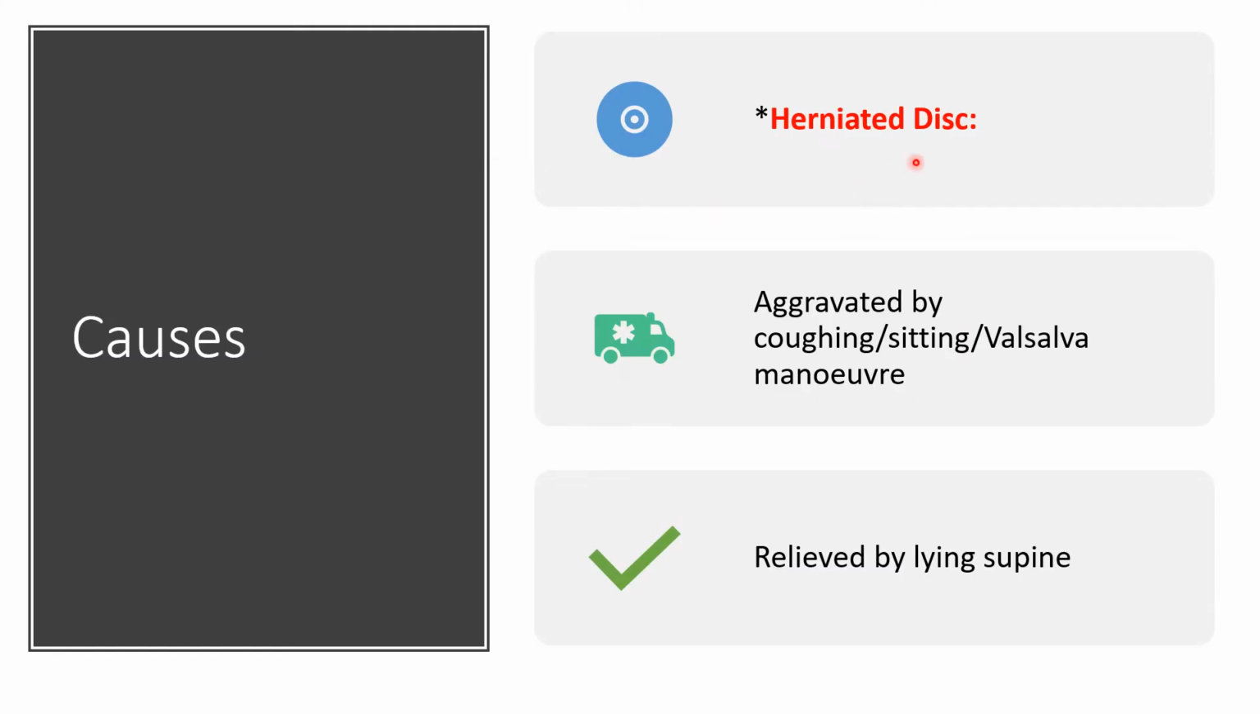In the case of herniated disc, it will be aggravated or it will be made worse by coughing, sitting, and Valsalva maneuver. The pain will improve when the affected person lies supine or in supination position.